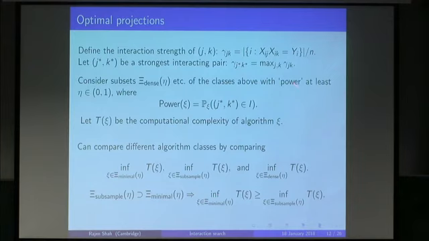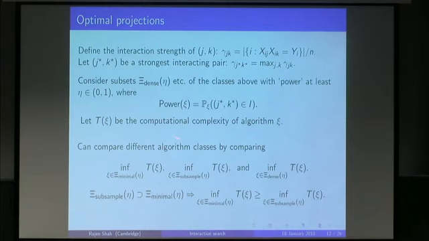And now in order to compare these subclasses of the algorithm that we've got, I'm going to think about restricting the algorithms to have a power at least some pre-specified value eta. Okay? And by power I mean it's the probability that we manage to catch this strongest interacting pair. Okay? So the other thing that I'd like my algorithm to be is fast, so I'm going to let this T of the algorithm be the computational complexity of it.